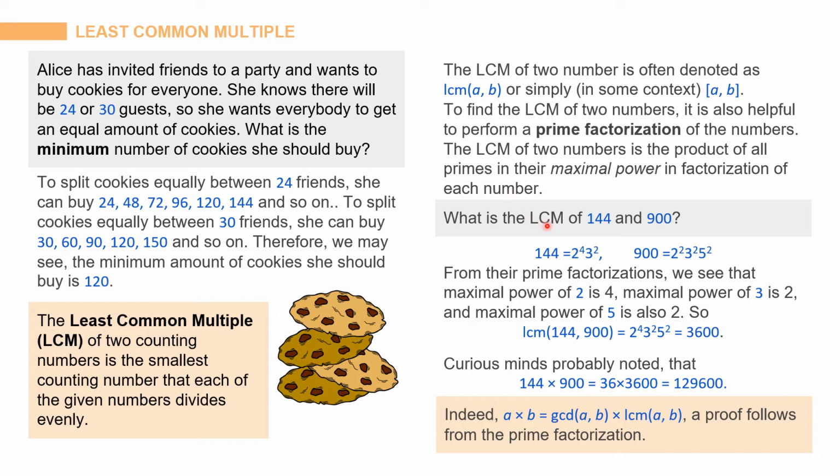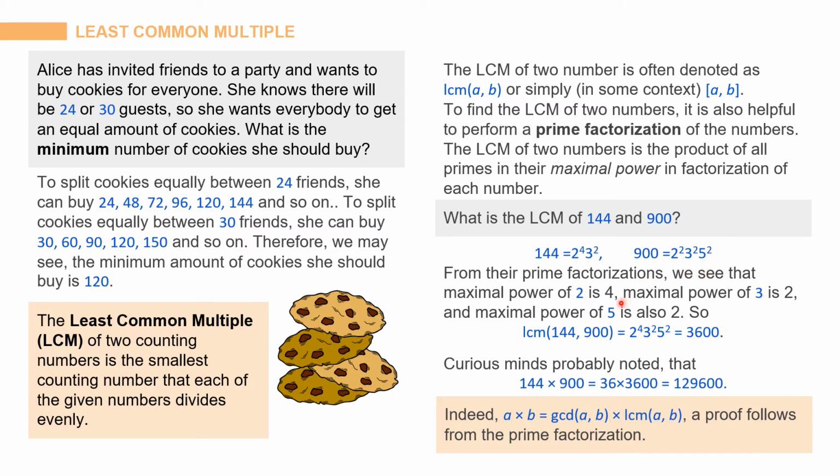Let's look at an example. Going back to 144 and 900, what is their LCM? Well, 144 equals 2 to the 4th times 3 squared. 900 equals 2 squared, 3 squared, 5 squared. The biggest 2 is 2 to the 4th. Both have 3 squared, so the biggest 3 is 3 squared. The biggest 5 is 5 squared. There are no other primes.